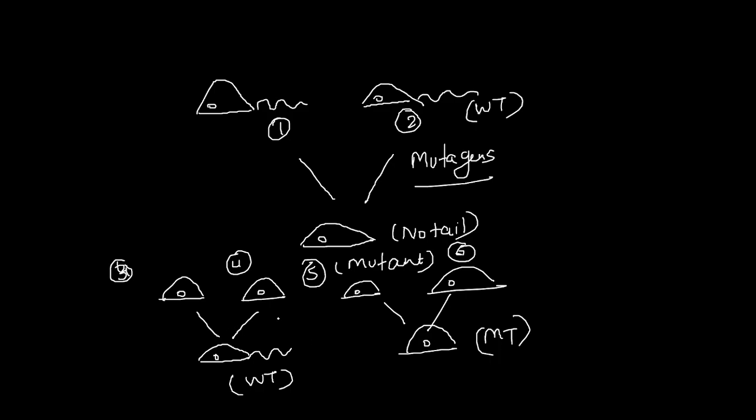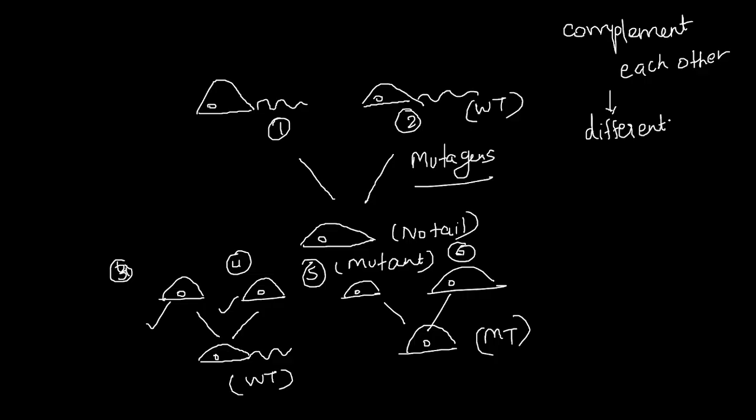So in the first condition, these two mice are complementing each other. Whenever mice complement each other, it means they belong to different complementation groups. This is a very important point. They belong to different complementation groups because they are complementing each other.